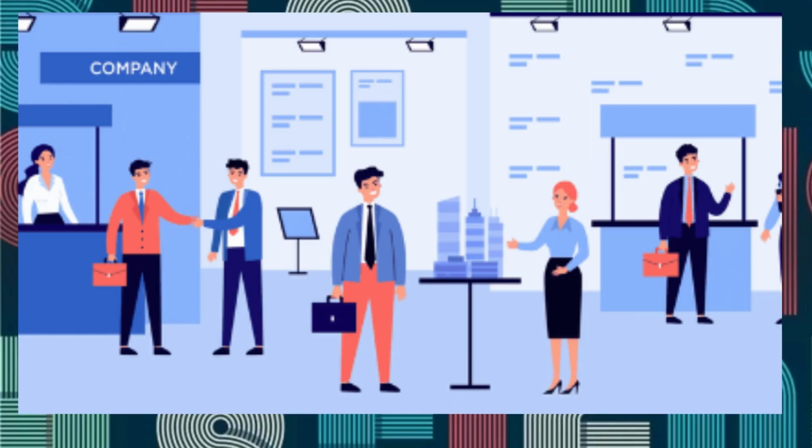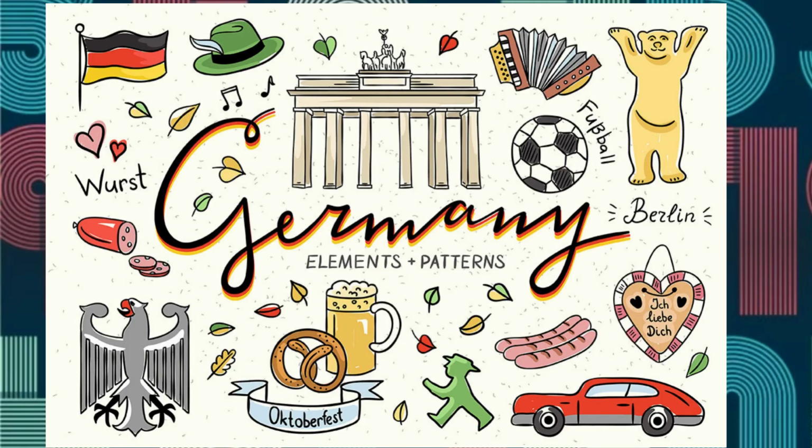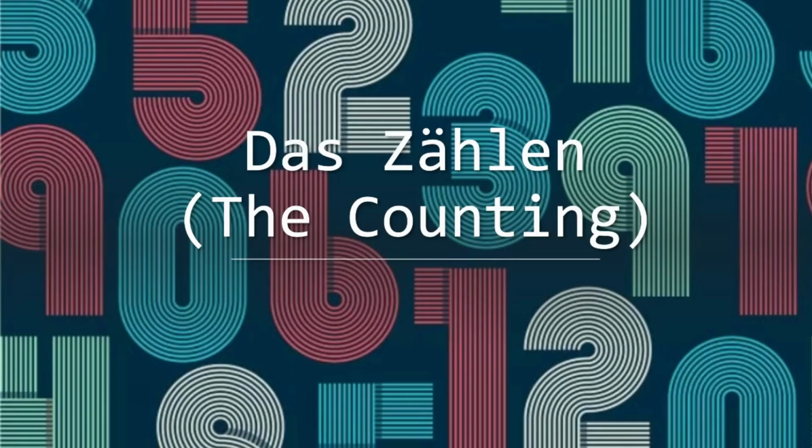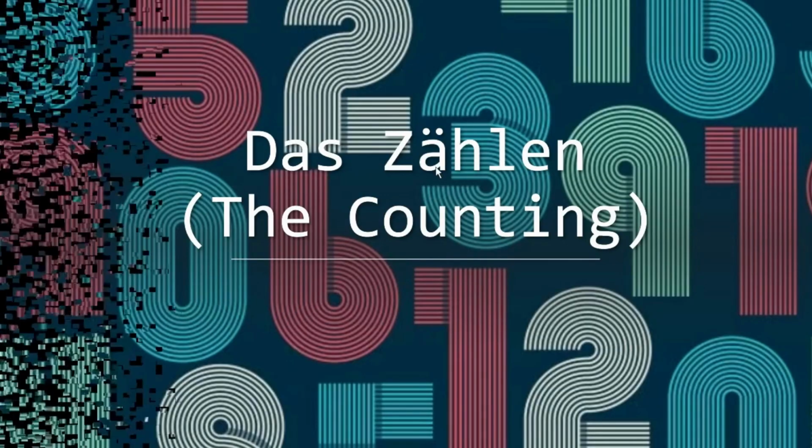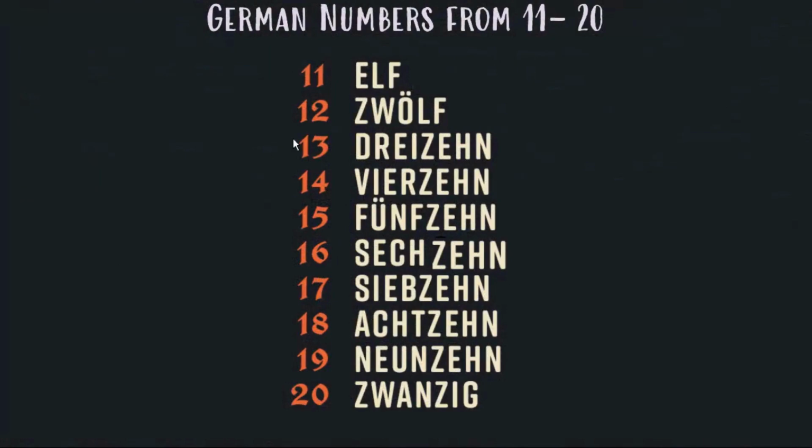If you're new to German Paro, then I would suggest that before watching this video, you should watch the other two videos. So let's start off with das Zählen, or the counting. If you haven't watched my video where I discussed counting from 1 to 10, then do watch it. In this video, we are going to do counting from 11 to 100, but firstly, we are going to start off with 11 to 20.